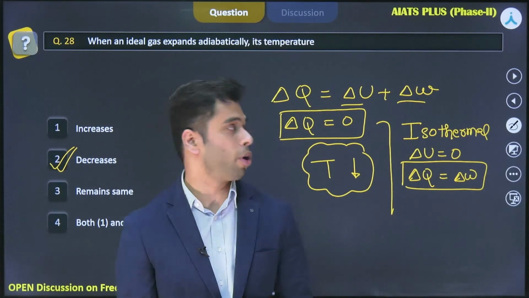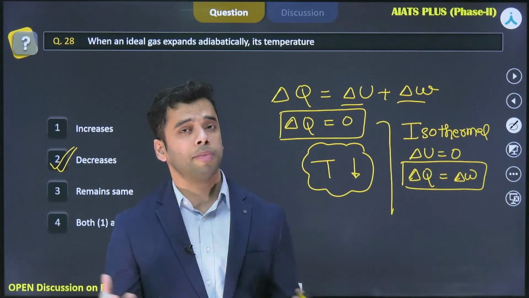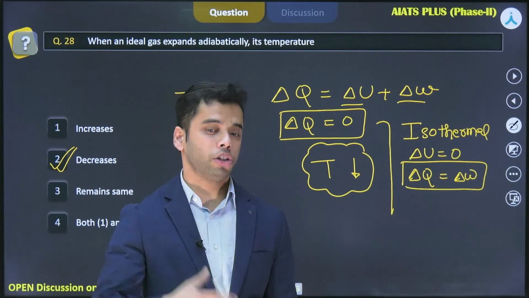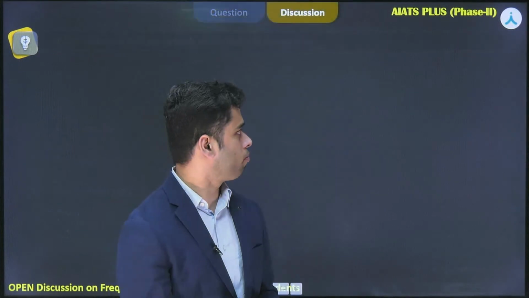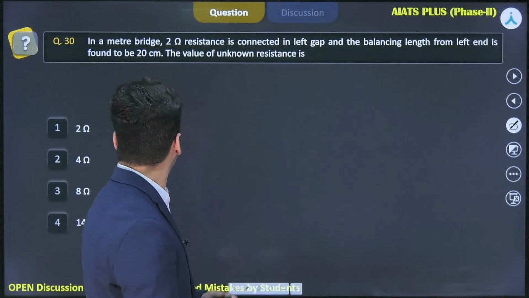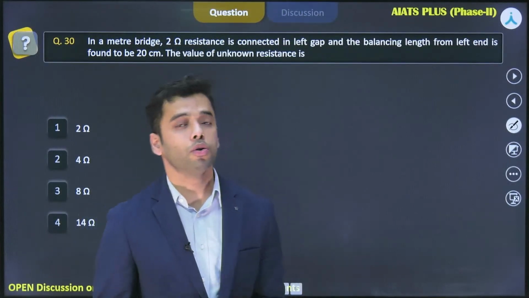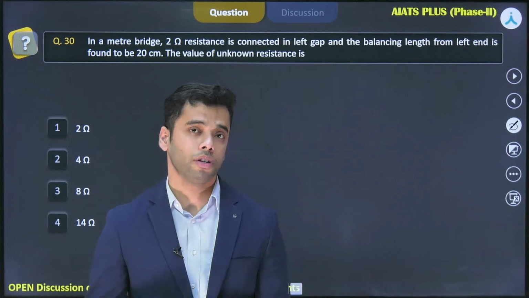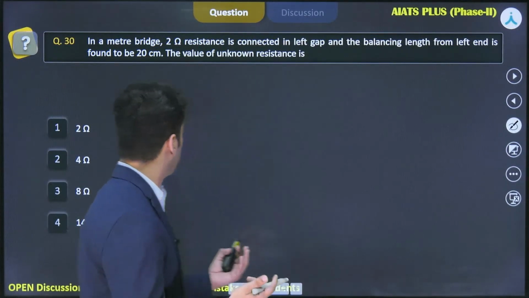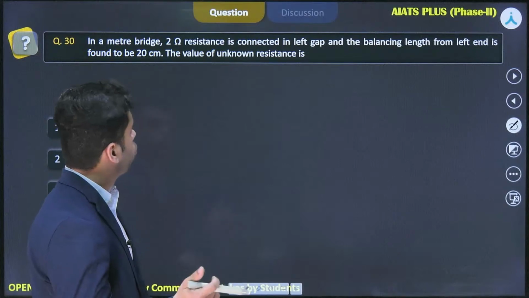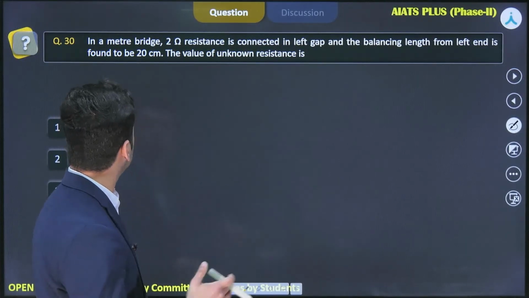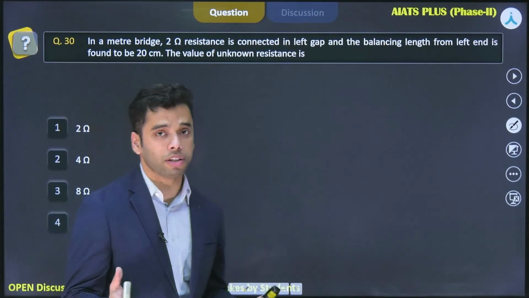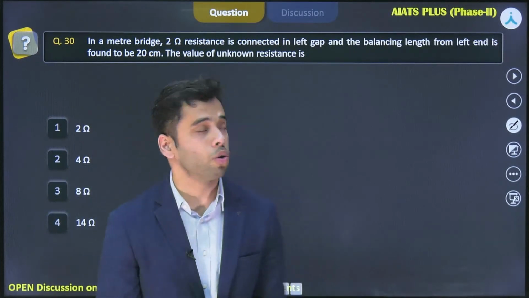So I hope I made this point clear, how to deal with the concept of adiabatic expansion, adiabatic compression, isothermal expansion or isothermal compression. Now let's move forward to the next problem. And there you go, this is problem 30 from the original paper, and it is based on the meter bridge. In a meter bridge, 2 ohm resistance is connected in the left gap, and the balancing length from the left end is found to be 20 centimeter, the value of unknown resistance. So this time you need to calculate the value of unknown resistance.